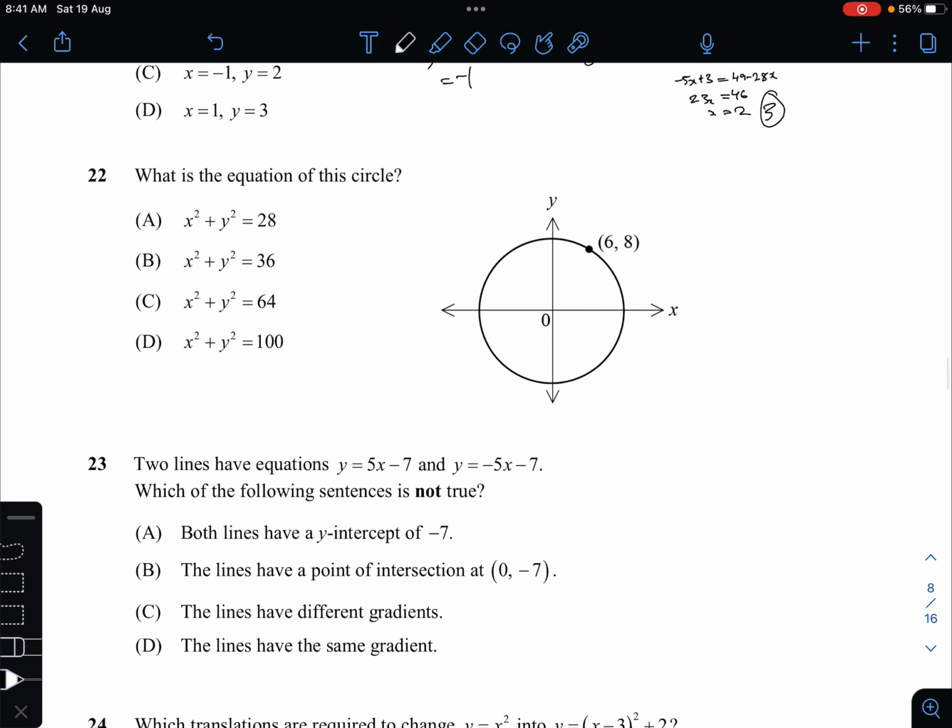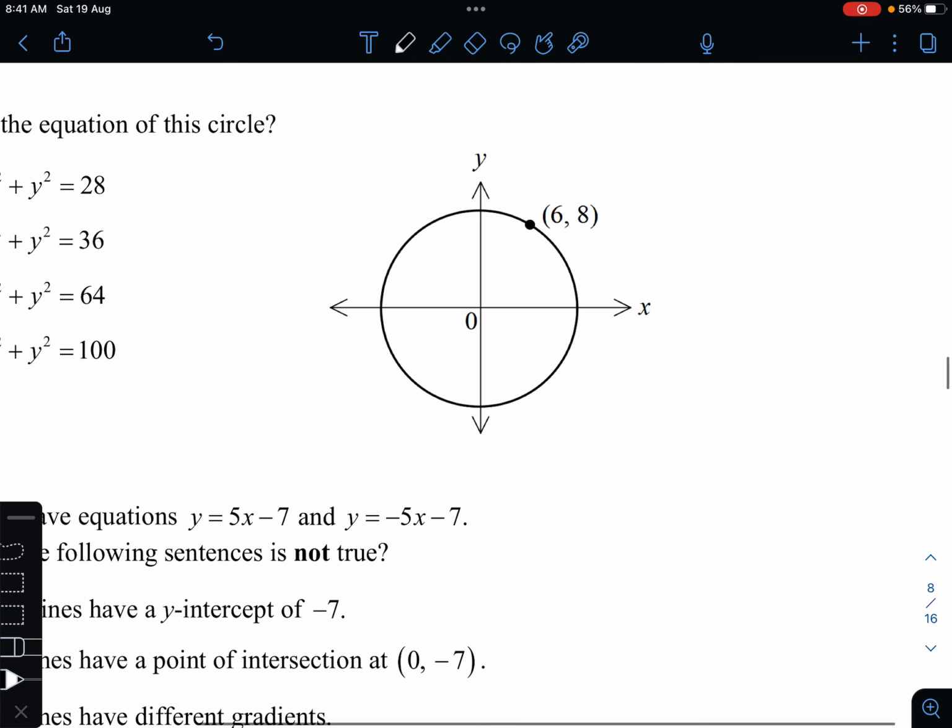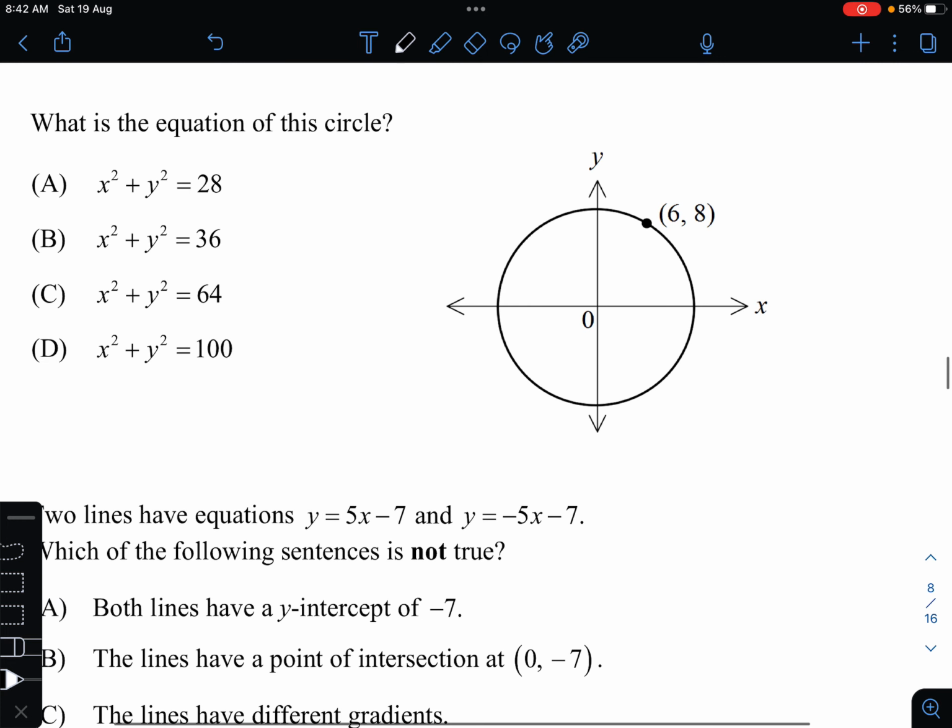22. What is the equation of this circle? We didn't go over circles today, actually. I wish we did. But I do have very good videos on them on YouTube, or at least very interesting ones, in my opinion. Not because I made them, just because I love the topic. So if you don't understand them, then I would go look at that for more in-depth.